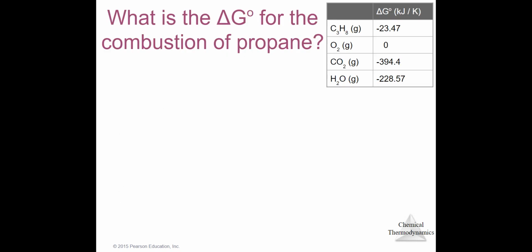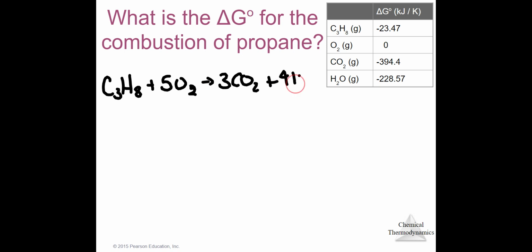So what we're going to do is take a look at this reaction one final time to figure out delta G for the combustion of propane. I'm going to do a quick equation right here. We've seen this before: C3H8, all of these in the gas phase, I'm not going to write that for the sake of time, plus 5 O2 yields 3 CO2 plus 4 H2O. Then, just using the delta G table, I want you to take a moment and calculate the Gibbs free energy of this reaction.